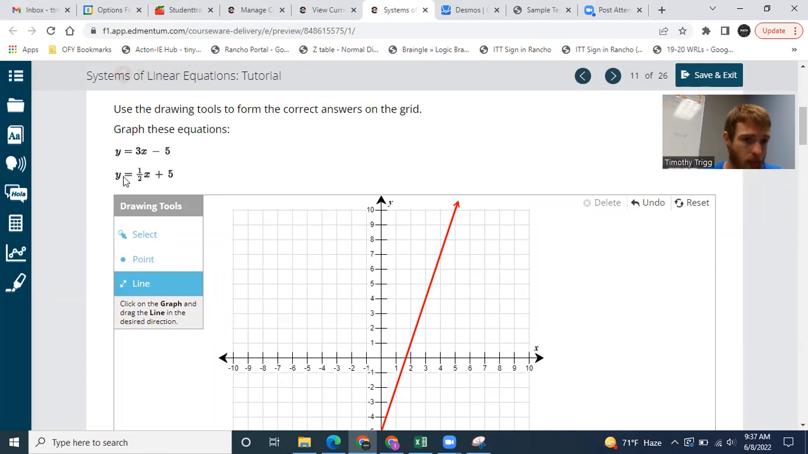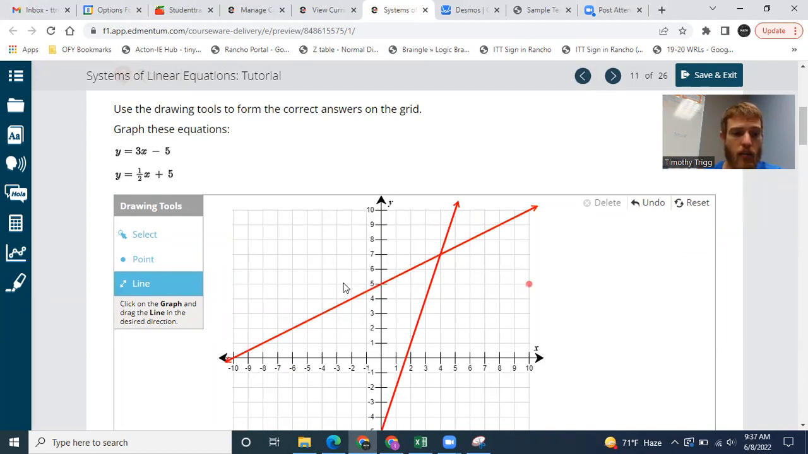Now, let's go and graph this second line, y equals 1/2 x plus 5. So in this case, our y-intercept is +5. So on the y-axis, we start at 5. And then we go up 1 over 2 because our slope is up 1 over 2.